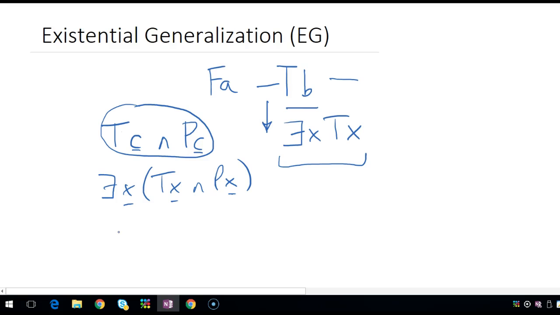Okay, so this rounds up our discussion of the new rules of chapter 7, and in the next video I'll give an example of a proof that uses these rules.